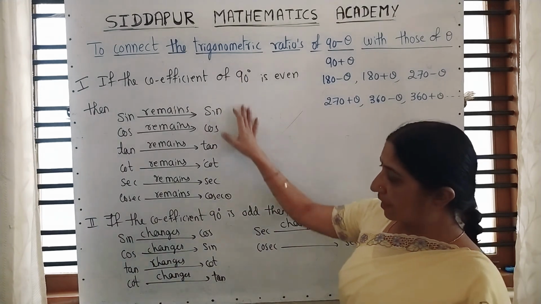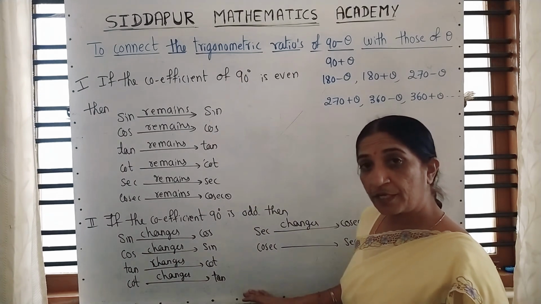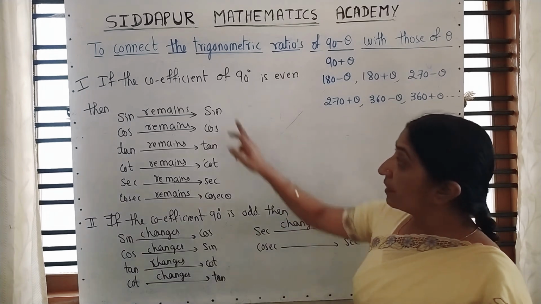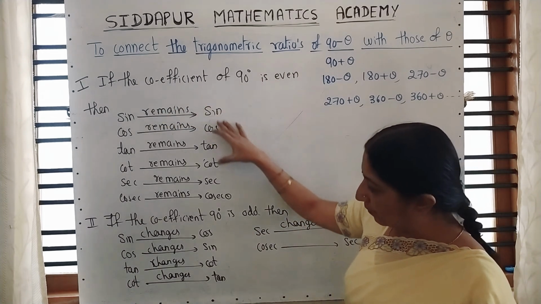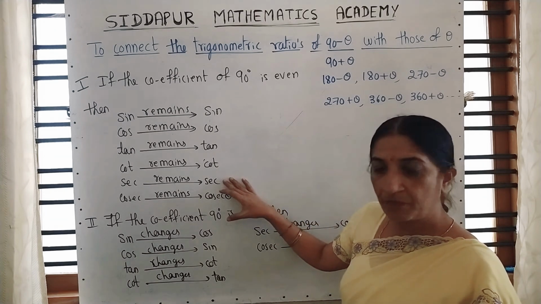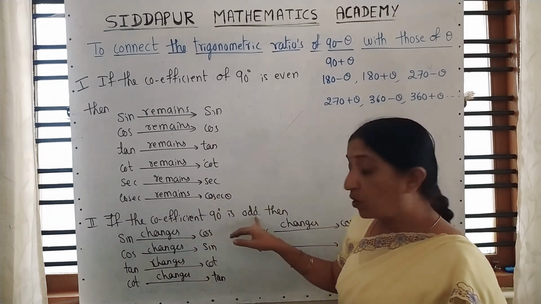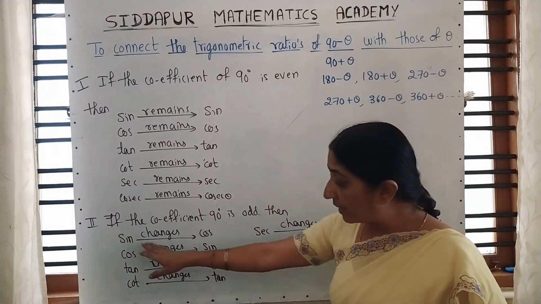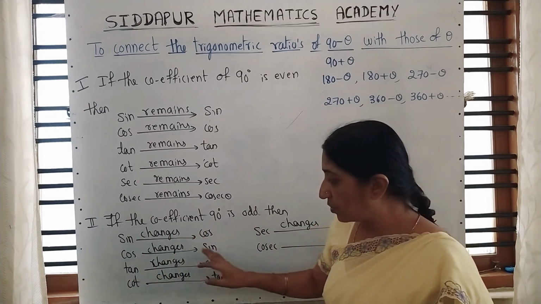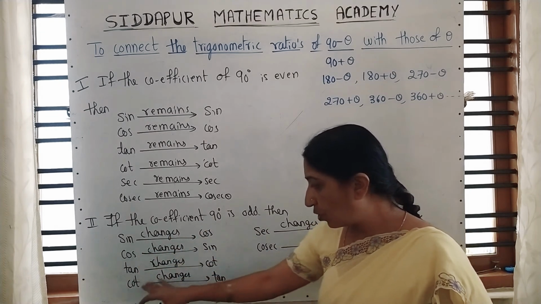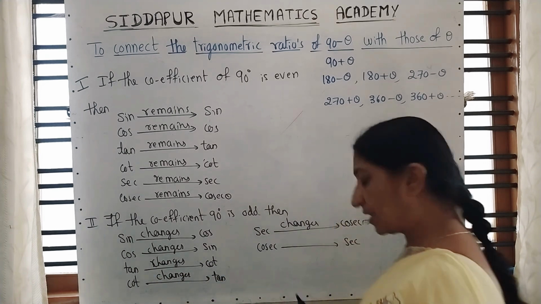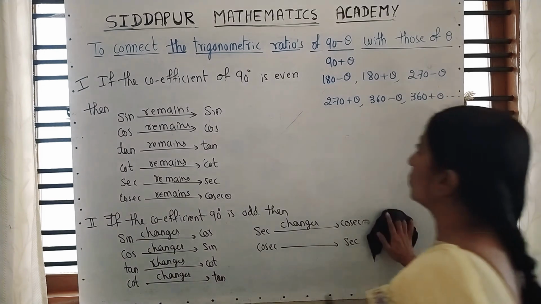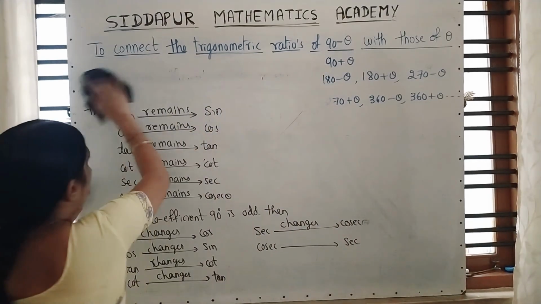In the last class I gave an important hint related to allied angles. If the coefficient of 90 degrees is even, all the trigonometric terms remain the same. If it is odd, sin changes to cos, cos changes to sin, tan changes to cot, cot changes to tan, sec changes to cosec and cosec changes to sec. Now, shall we start the allied angles one by one?